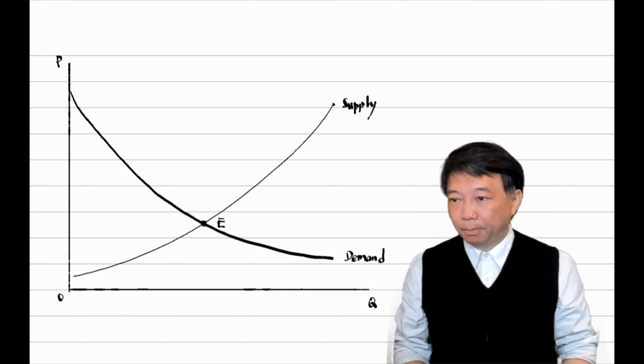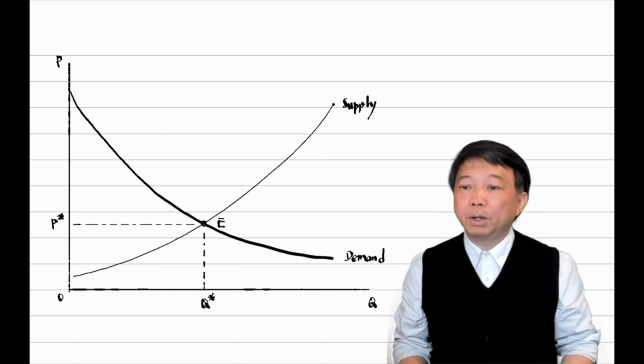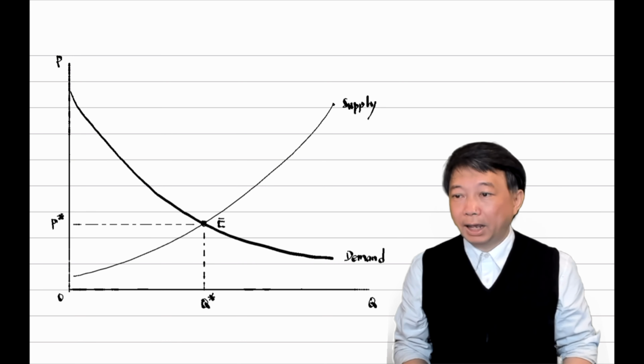Market equilibrium, E, is determined by the intersection of the demand and supply curves. At this equilibrium, firms sell the good at the equilibrium price P star, and consumers purchase the equilibrium quantity Q star at that price.